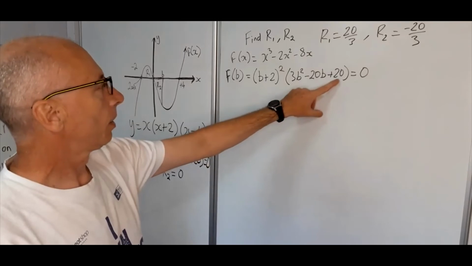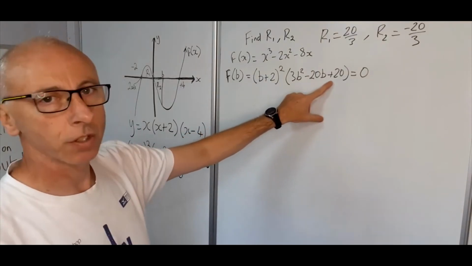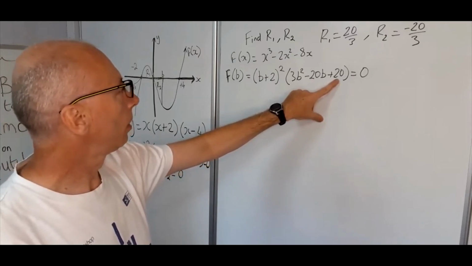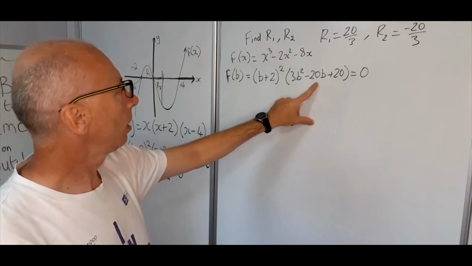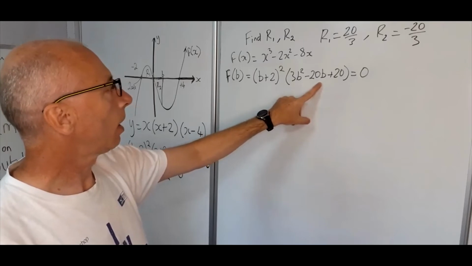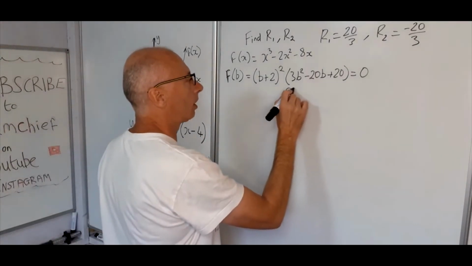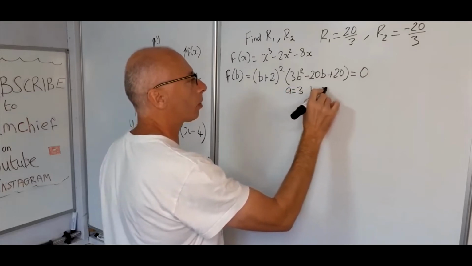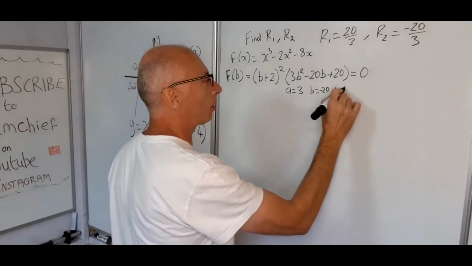Okay, so can we factor this quadratic out here to find the other two solutions? Well, we've got 20 and 1 factors of 20, that's not going to work. 10 and 2, that's not going to work. 5 and 4, that's not going to work either. So we're going to need the quadratic formula. So A is 3, B equals minus 20, and C equals positive 20.